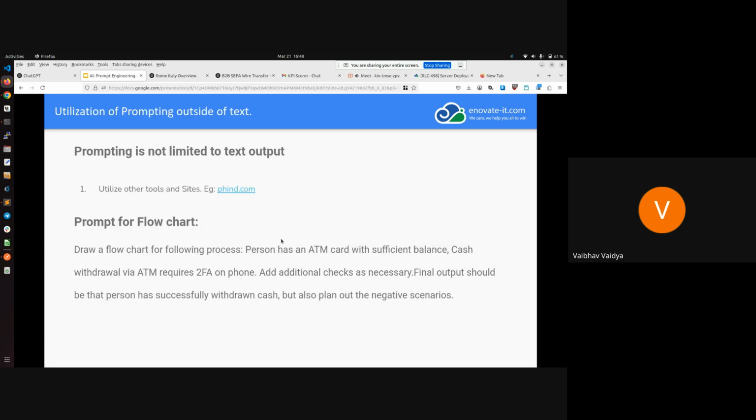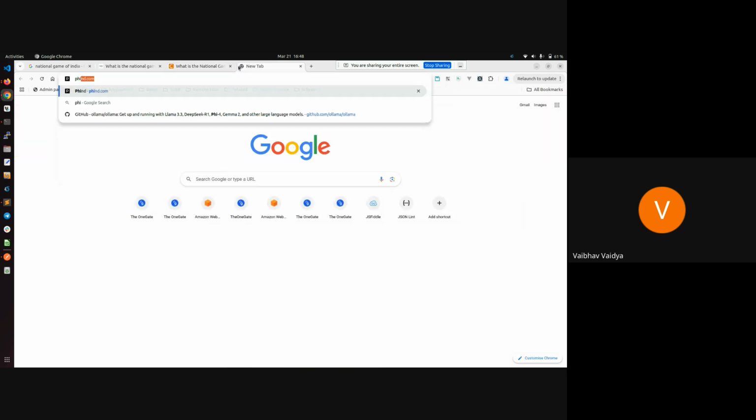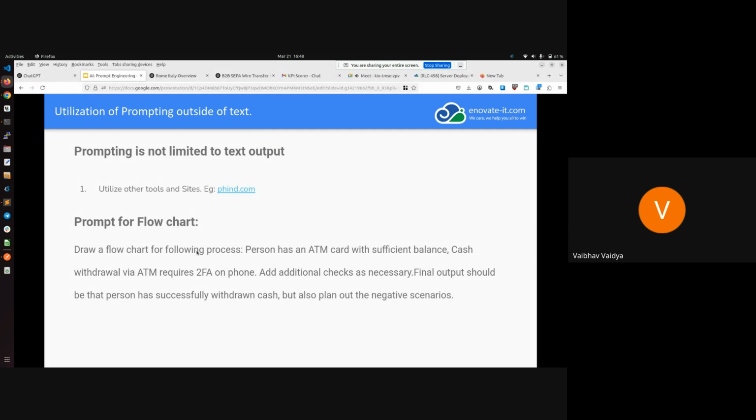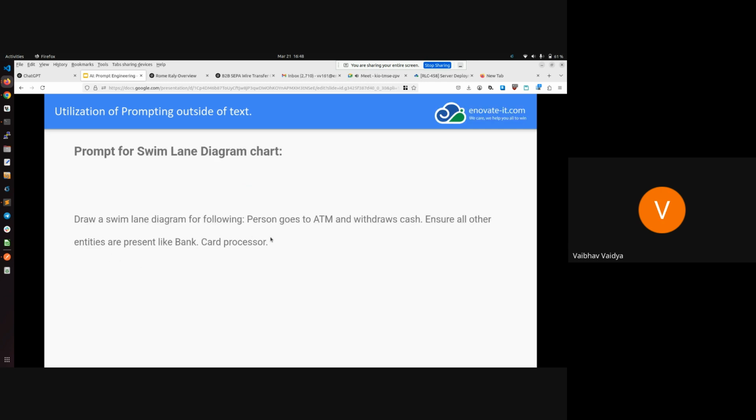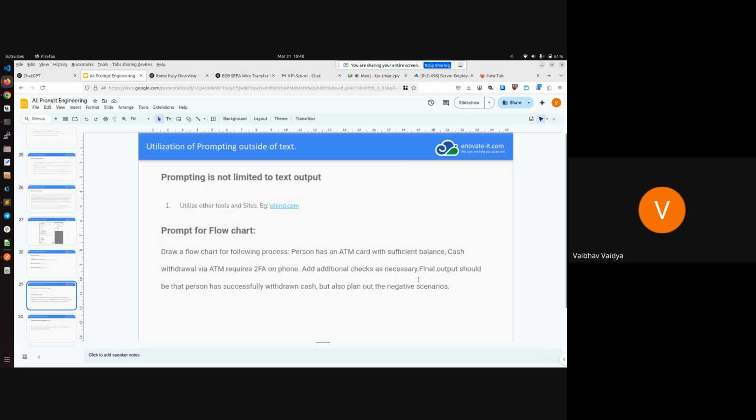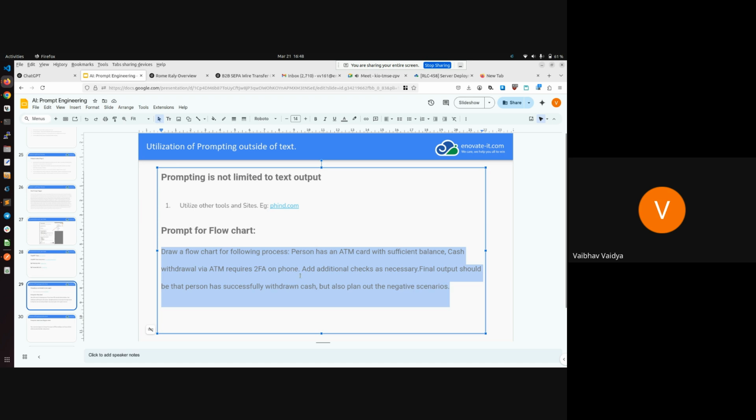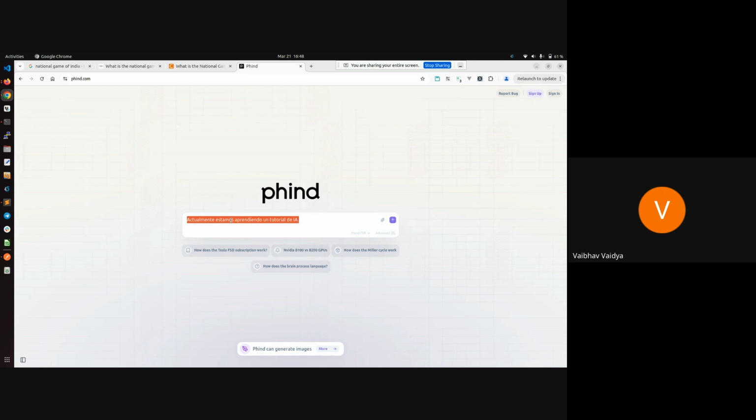One thing you can also do is utilize this. AI prompting is not limited to text outputs. We have got different sites. For example, what we basically want is a flowchart. Since we are taking the example of a fintech application, we have issued a card to a person. Now this person goes to a particular ATM and tries to withdraw cash.